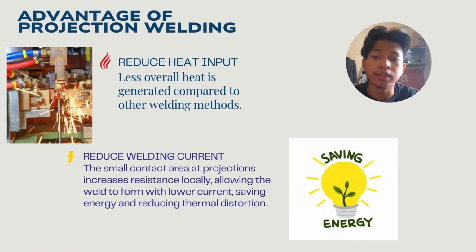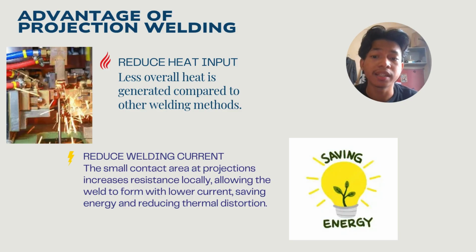For the next one, projection welding can reduce heat input. And how? Unlike other welding methods, projection welding concentrates heat only at specific points where projections are made. This reduces the overall heat input into the material, which helps to minimize distortion and preserve the mechanical properties of the workpiece.